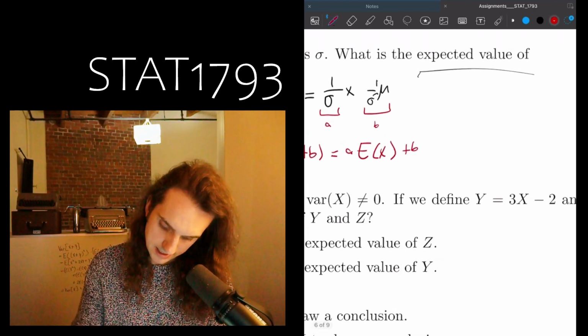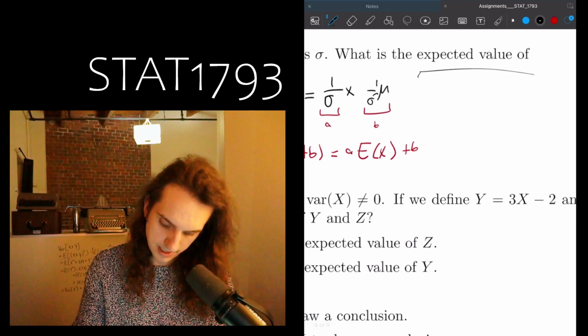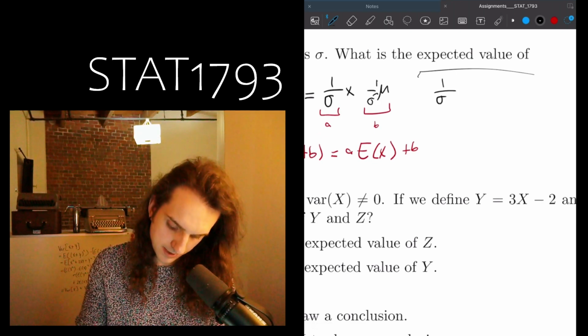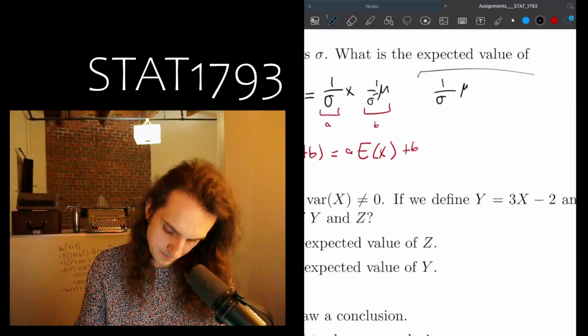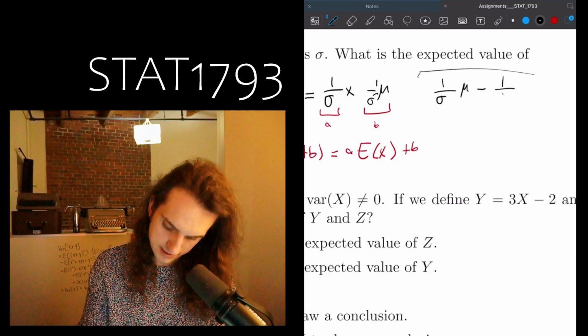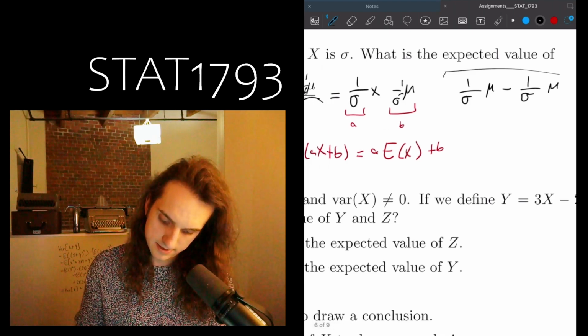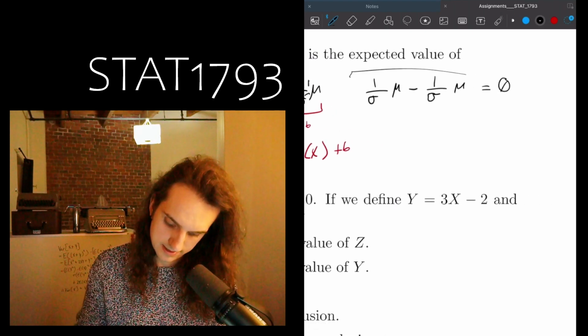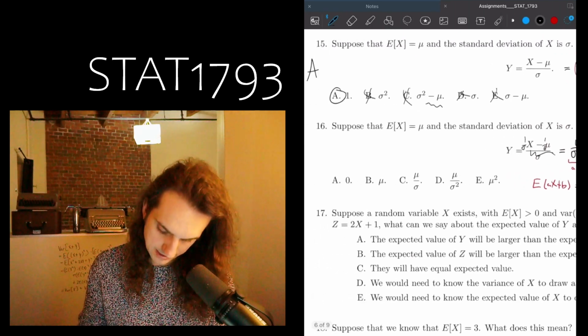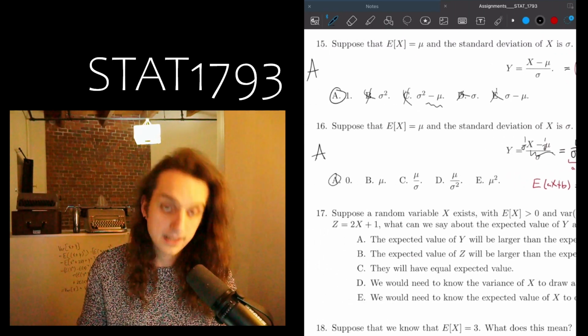And so in this case, we're going to have 1 over sigma times the expected value of x, which is mu, minus 1 over sigma times mu, which is b, right? So that's going to just cancel each other out. We're going to be left with 0. So the answer here should be 0. We have A once more.